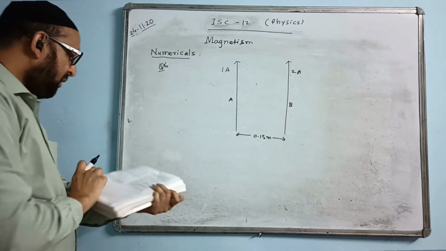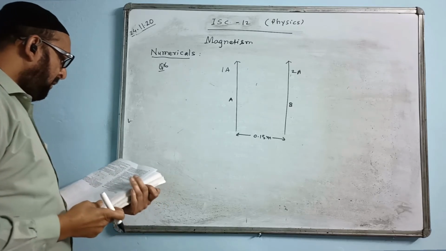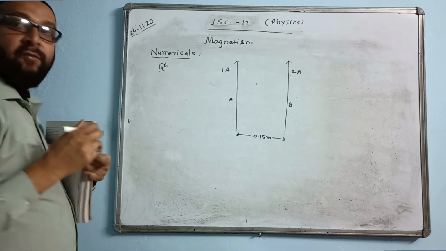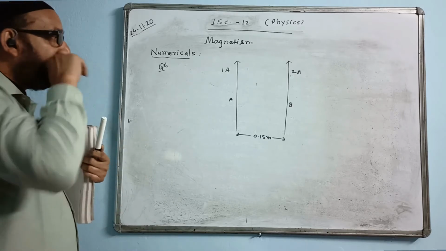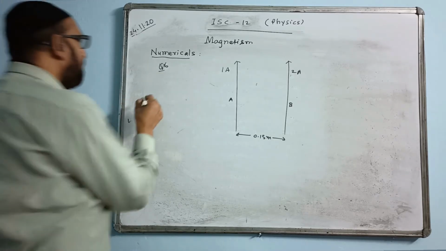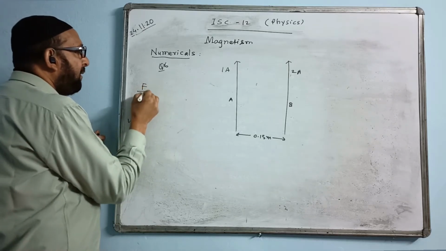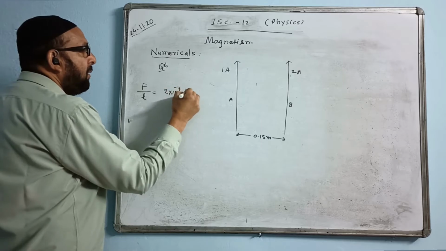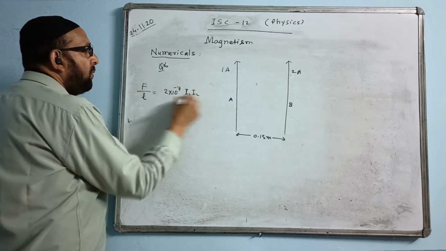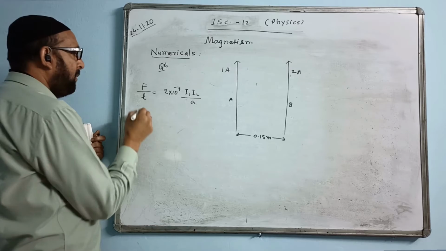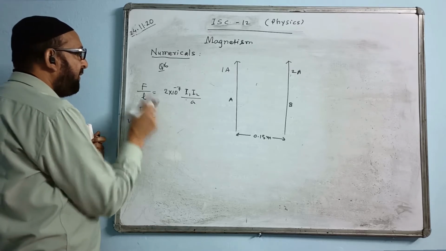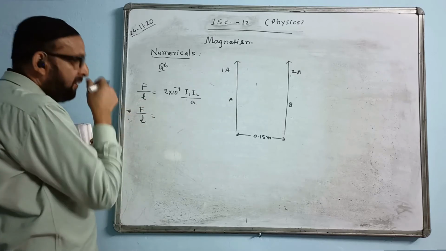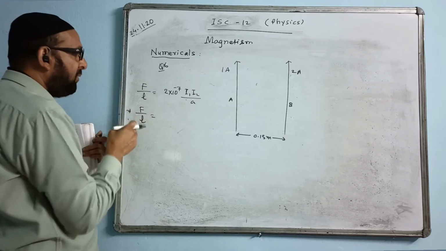And the question says, find the force per unit length on the wires. What is the formula? We'll be following the formula of parallel wires. F by L is equal to 2 into 10 to the power minus 7 I1 I2 by A. Now I put the value. We only have to find force per unit length. If the length is given, we'll divide by length. If not given, we'll just keep it as it is. And that only we have to find.